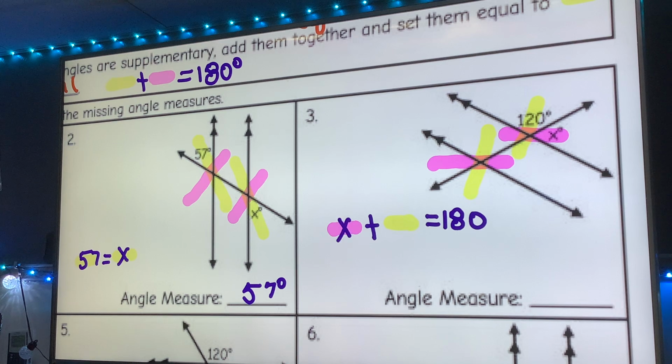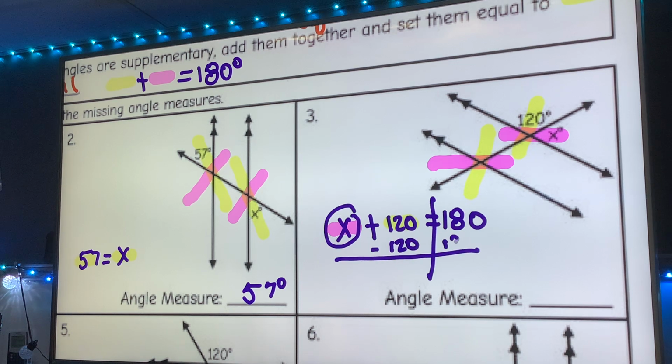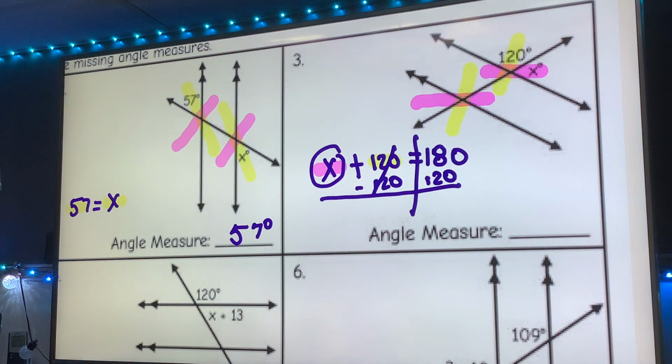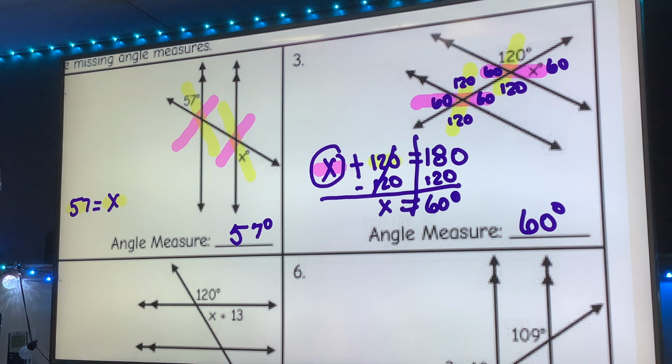So I have X plus 120. I know I'm going to circle, cover, cover. I need to subtract 120 from both sides. Yes, you can put that in Math App Enter. And X is 60 degrees. So another way you can look at this, every yellow is 120. Every pink is 60. And you can see each side by side is going to give you 180.